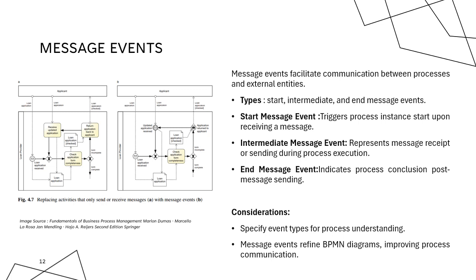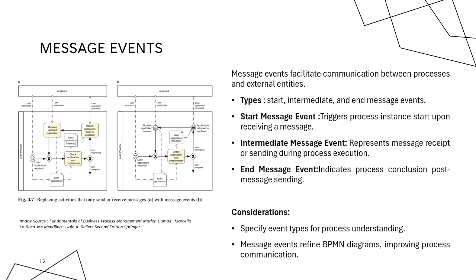Now let's talk about the message events in detail. So in BPMN, message events serve as essential tools for capturing interactions between processes and external entities. These events come in three main types: start, intermediate, and end message events. Start message events, represented by an empty envelope symbol, initiate process instances upon the receipt of a message. They enable processes to respond promptly to external triggers, initiating workflow execution seamlessly.